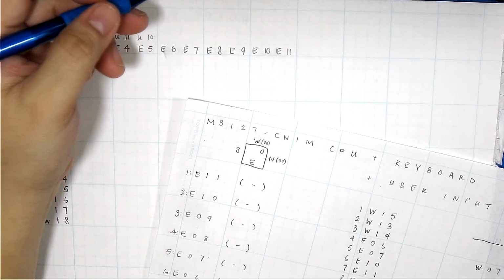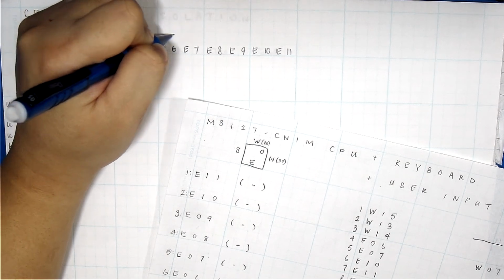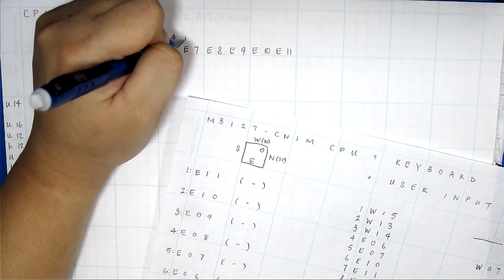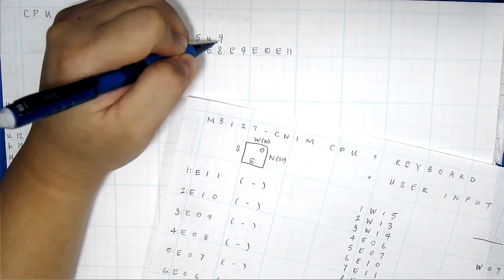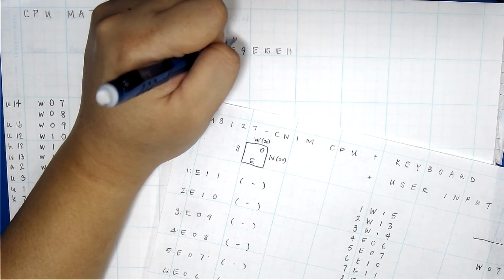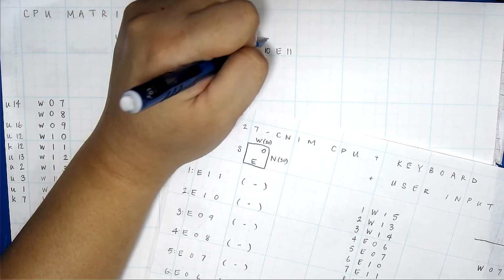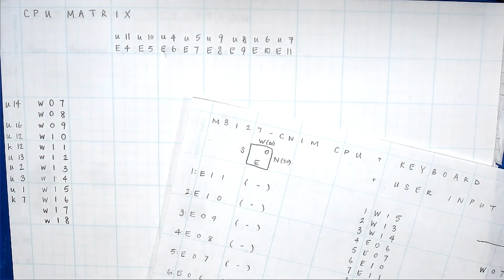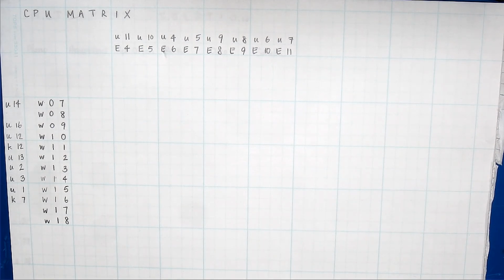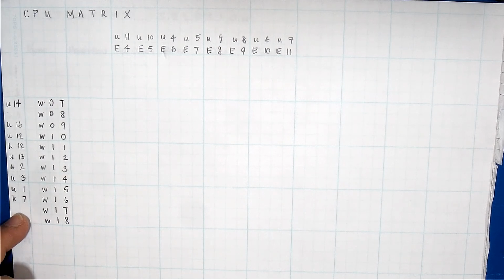Okay, so we're going to finish this up. U4, U5, U9, U8, U6, and U7. All right. So we're going to do some basic connections, just looking at functionality that we know should exist, like the lowest note on the keyboard. Okay, let's set up to do that.